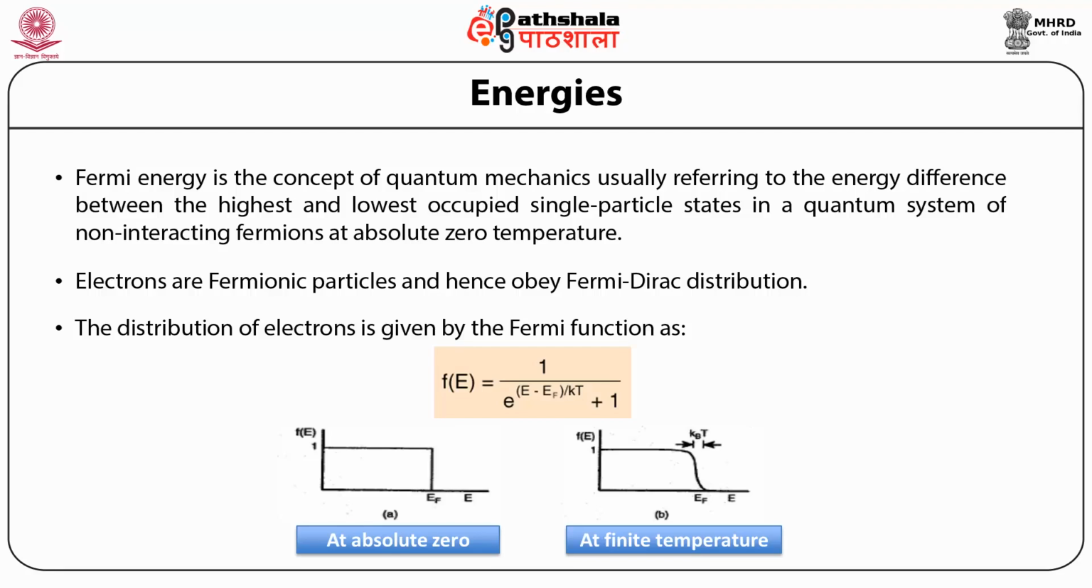The Fermi level is on the order of electron volts, for example 7 electron volts for copper, whereas the thermal energy kT is only about 0.026 electron volt at room temperature. If you put these numbers into the Fermi function at ordinary temperature, you find that its value is essentially 1 up to the Fermi level and rapidly approaches 0 above it.